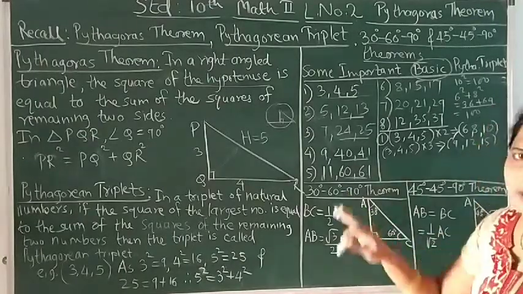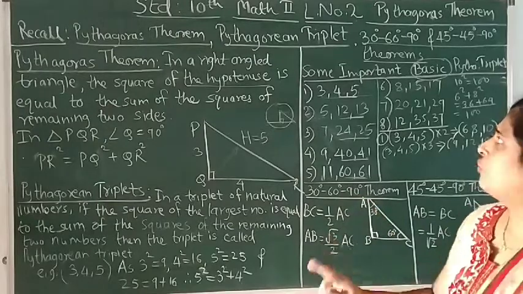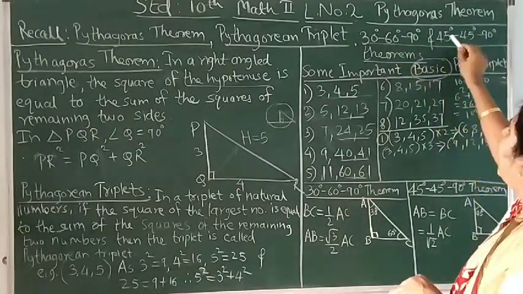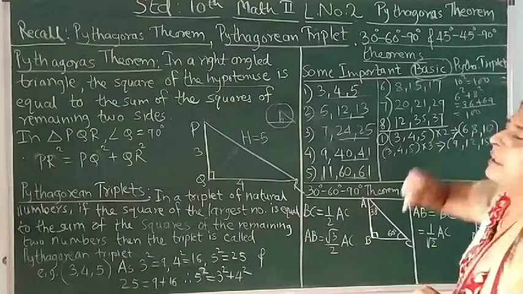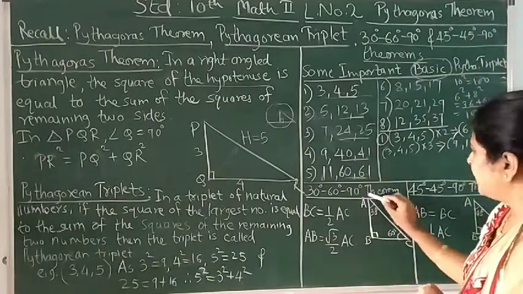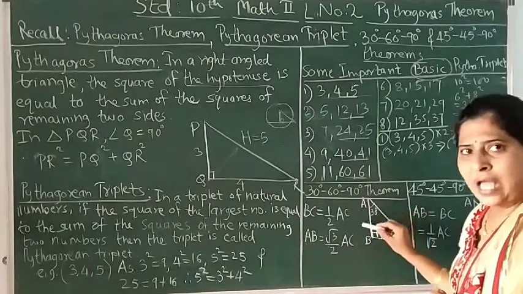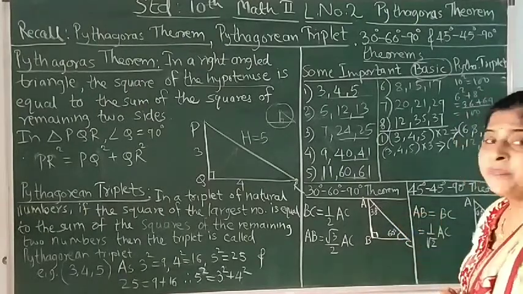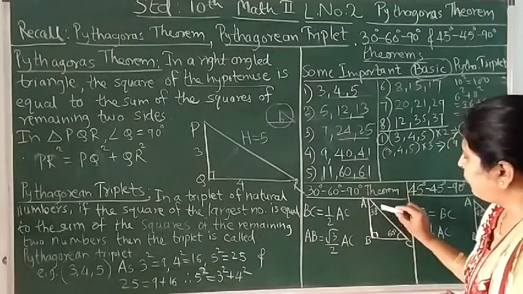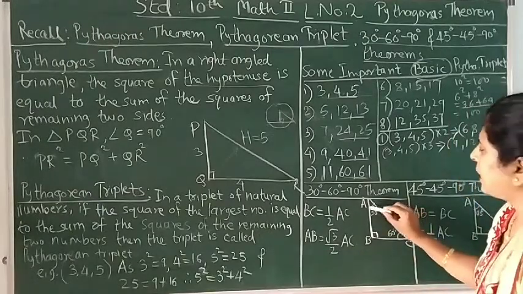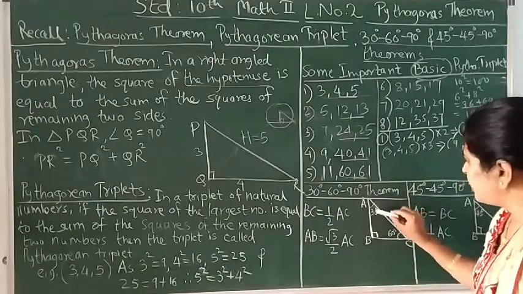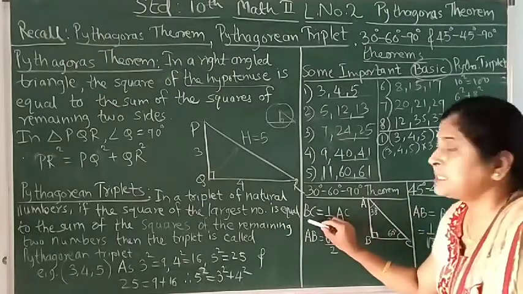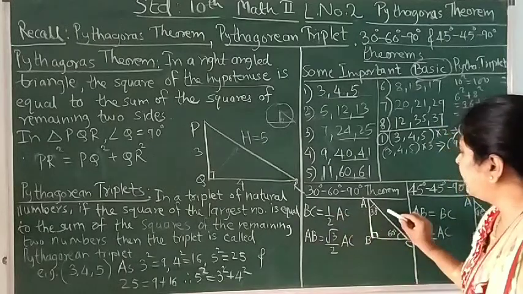Okay, after this we have studied so far the 30 degree, 60 degree, 90 degree theorem and the 45 degree, 45 degree, 90 degree theorem. Suppose in a triangle the measures of the angles are 30 degree, 60 degree and 90 degree. Then the side opposite to the 30 degree angle. Here the angle A is 30 degree, so its opposite side is BC. So the side opposite to 30 degree, that is BC, is half of the hypotenuse.